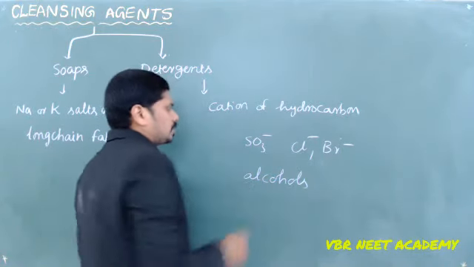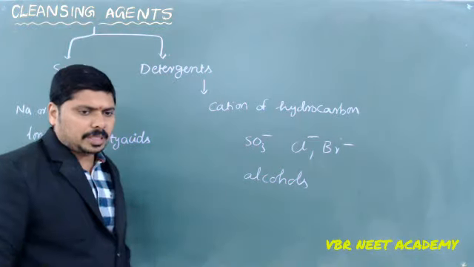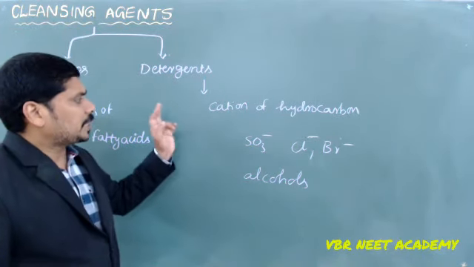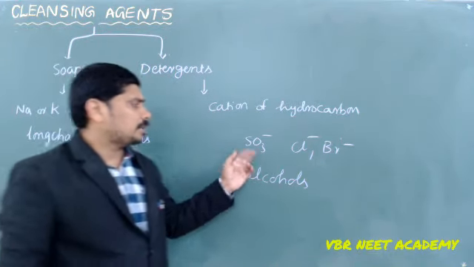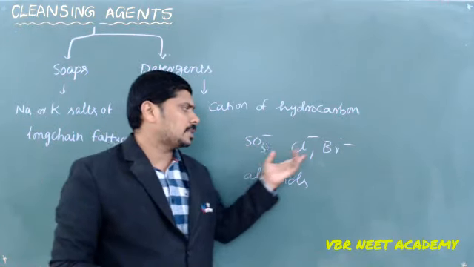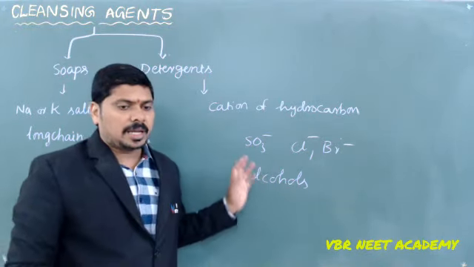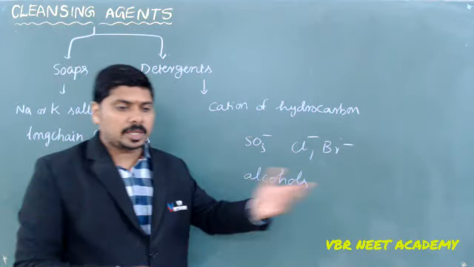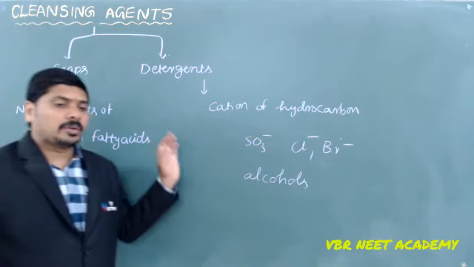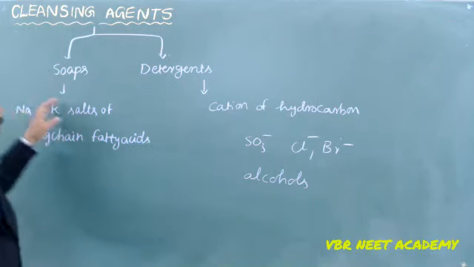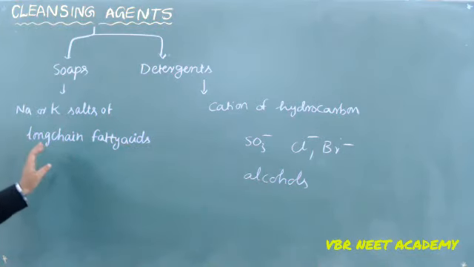We are discussing this detergent separately so that you can see everything that happens here. Detergents are nothing but cations of hydrocarbons, along with which a salt is formed with an anionic part, SO3-, Cl-, Br-, or acetates, or even some alcohols or glycols. They are all usually comprised of detergents. These are the chemical substances we use in the case of detergents. The chemical substances where you have sodium or potassium salts of long chain fatty acids are called soaps. So now we can see the soap.